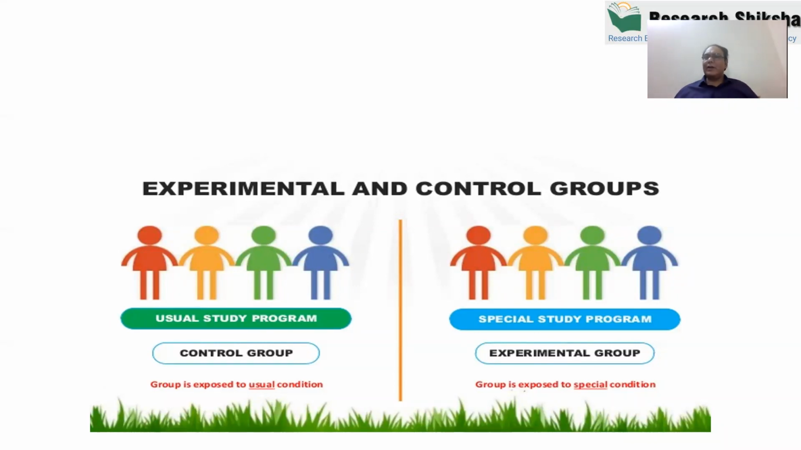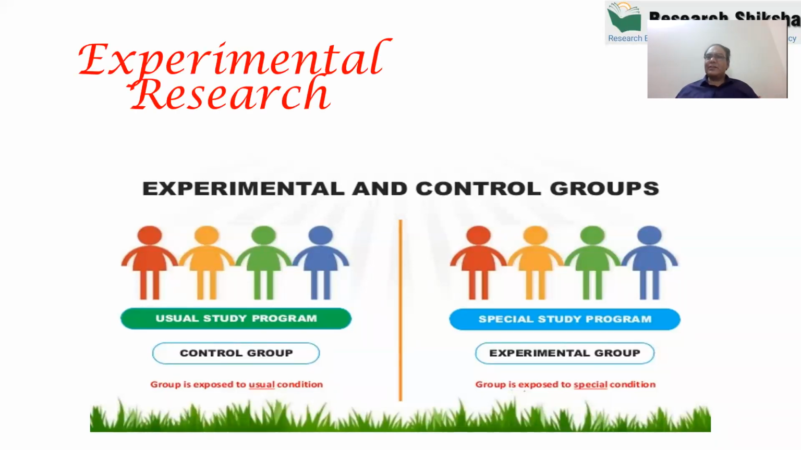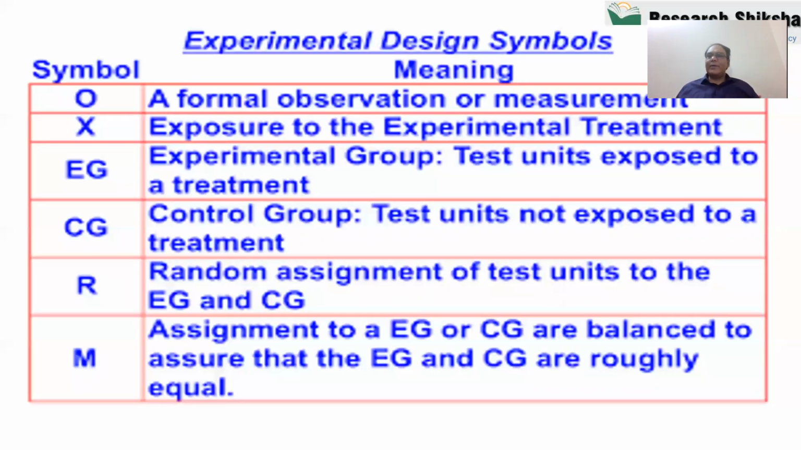In marketing, pharmaceutical, psychology, education, these experiments are very common. Now let's start with some basic properties of the experimental design. In experimental design, there are some symbols like O, like X, like EG, like CG, like R, like M, right? So we have to understand the meaning of these things. Now you have to understand these words, otherwise the experimental design is very difficult to understand.